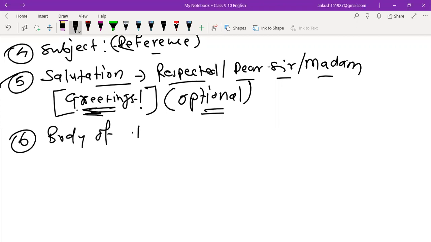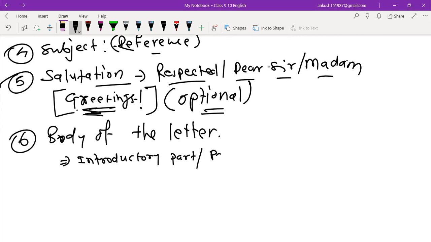the main point, that is, the body of the letter. What should it comprise? First of all, you should write the introductory part or paragraph, or a sentence. Even with a sentence you can conclude it. The second thing is the informative body. Informative paragraph it is called.